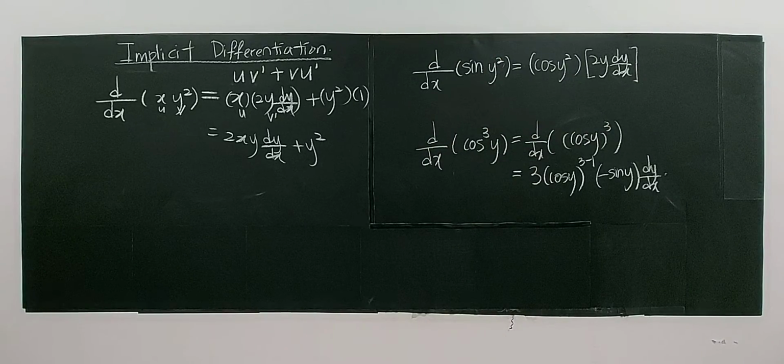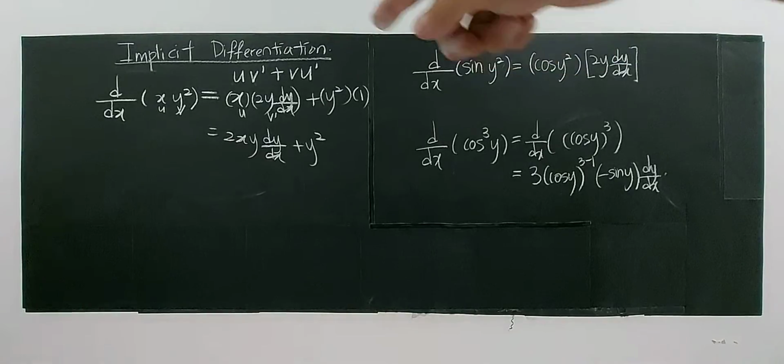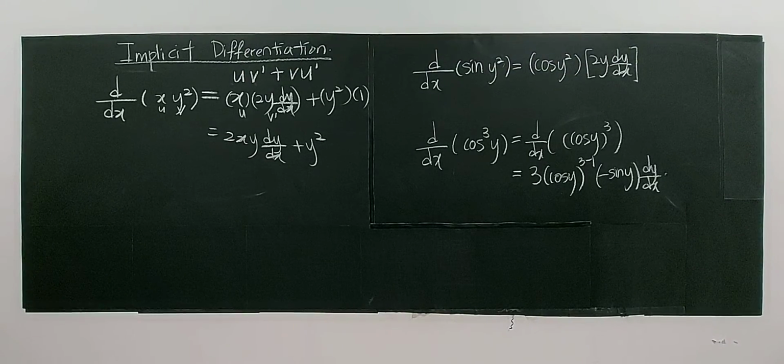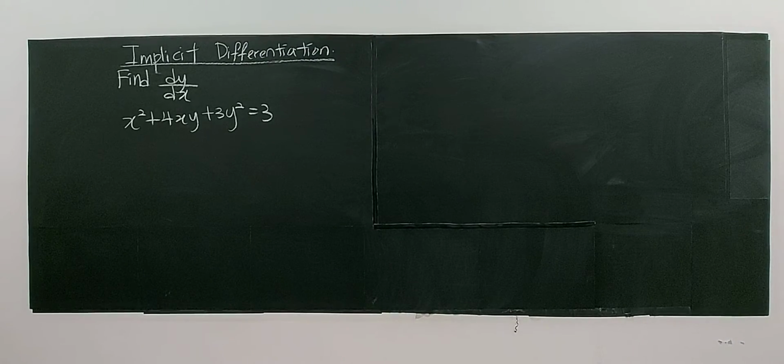So I think that's good enough as a warm-up. So now I want to show you how to differentiate an implicit function. Alright, so let's see the first example. Very important for this part here. You have to find dy dx.